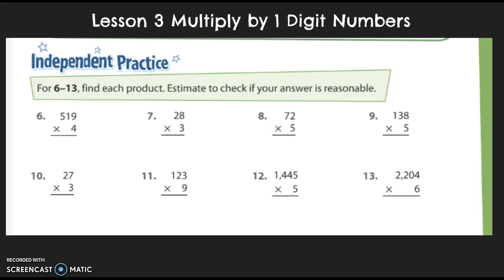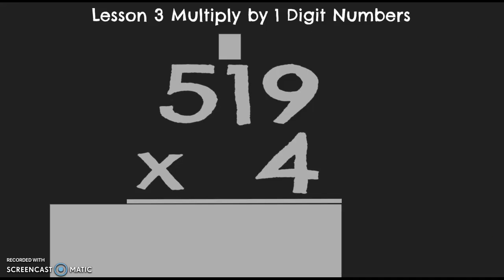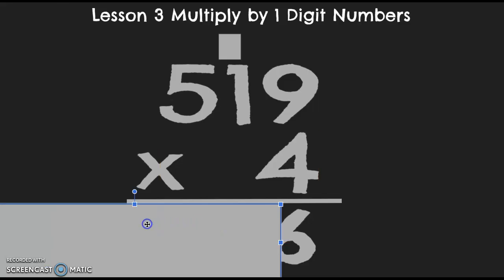I'm going to do 6 through 13. Every time you do one, I want you to pause and then come back and look at it, and I'll show you how I did mine and see if you got them right. So here's 519 times 4.